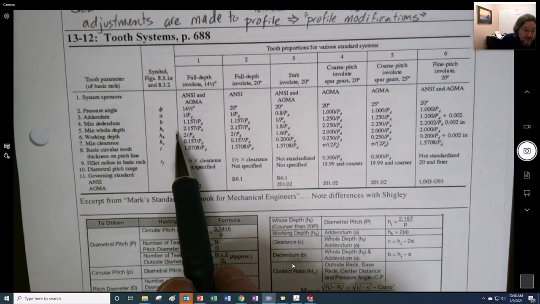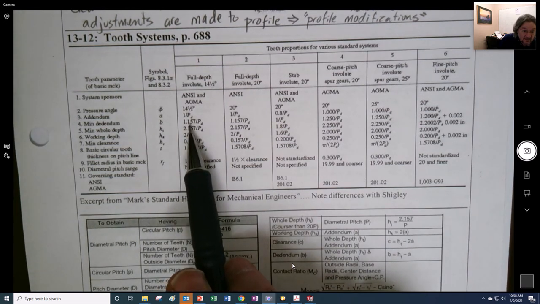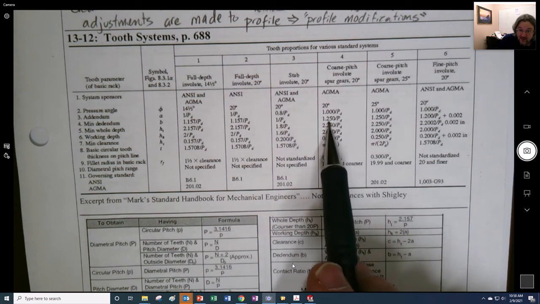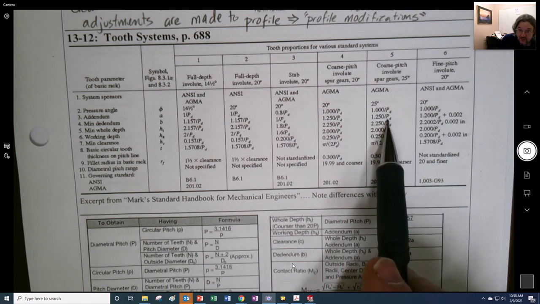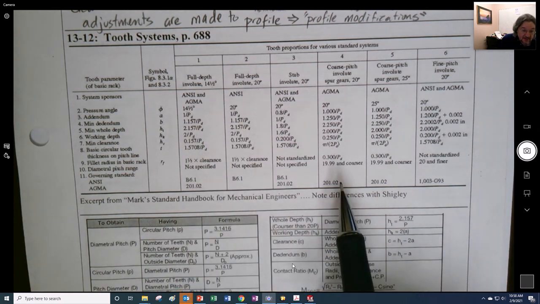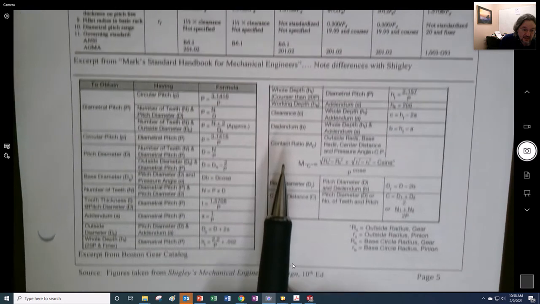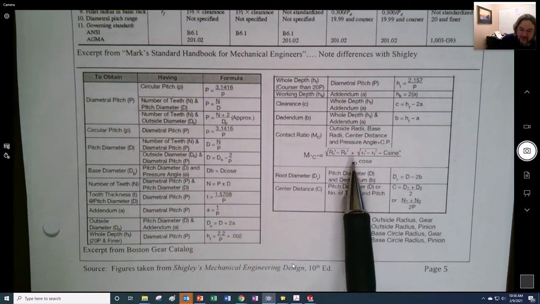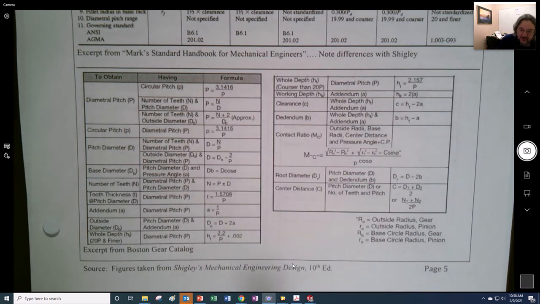You can see the dedendum right there. We said it was 1.25, which seems to be right there. That's true, and that's true. That's for the dedendum, but you can see there are other values besides that. And then here's a page from a Boston Gear catalog. I thought this was a nice collection of various things that you might want to calculate. And here's contact ratio. So here's another equation for contact ratio.